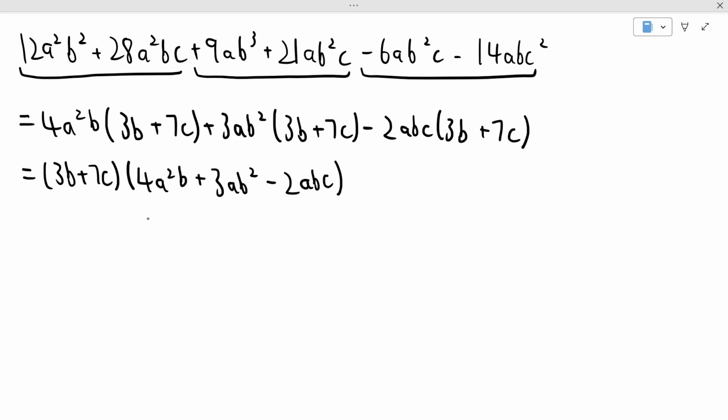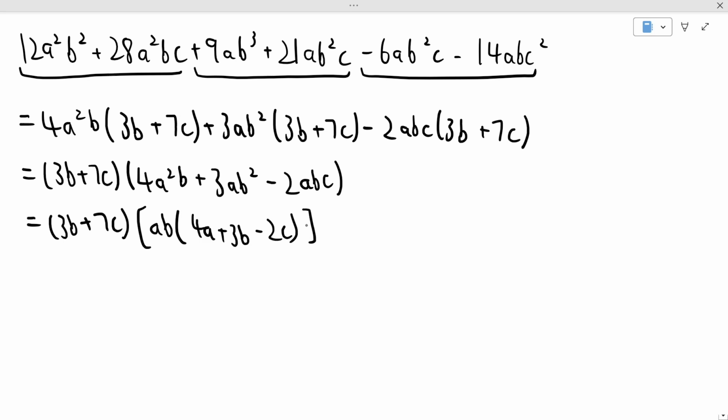If we look at the expression in the second parentheses, we'll see that we can factor out an ab from all three terms. So we'll rewrite the expression and factor out the ab that all three terms have in common. 4a squared b divided by ab is 4a, and 3ab squared divided by ab is a plus 3b, and minus 2abc divided by ab is a minus 2c. So we'll rewrite the expression by bringing the ab out to the front, and this is our final answer.